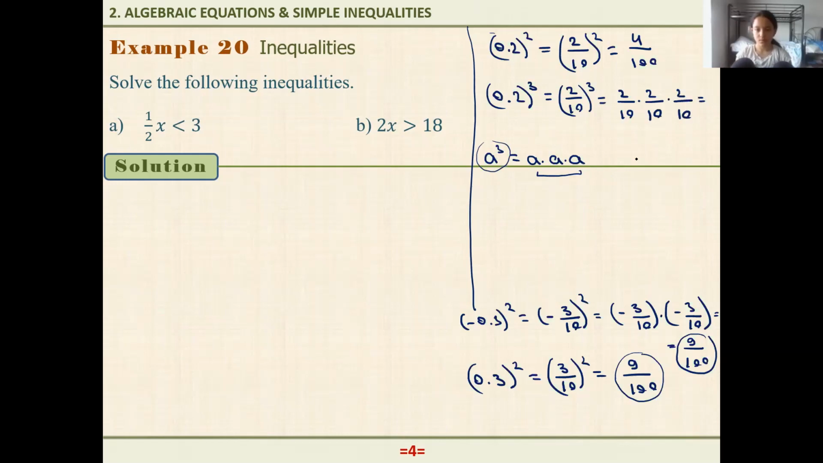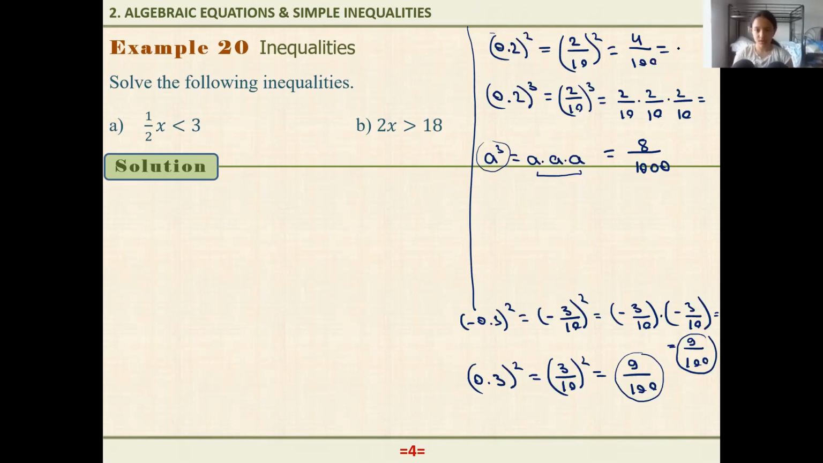Now we know how to multiply fractions, right? 2 times 2, 4. 4 times 2, 8. 10 times 10, 100. 100 times 10, 1,000. To compare these two numbers, they must have the same denominators, right? So here we have 1,000, and how about here we have 100?